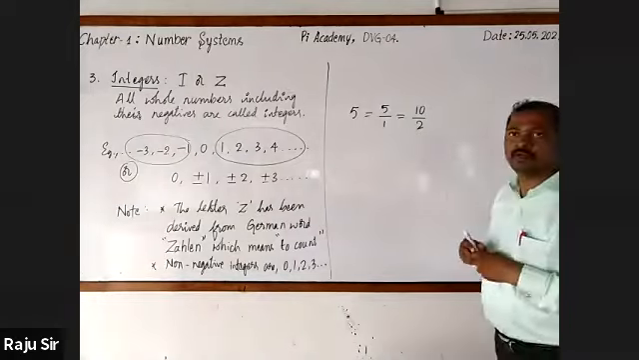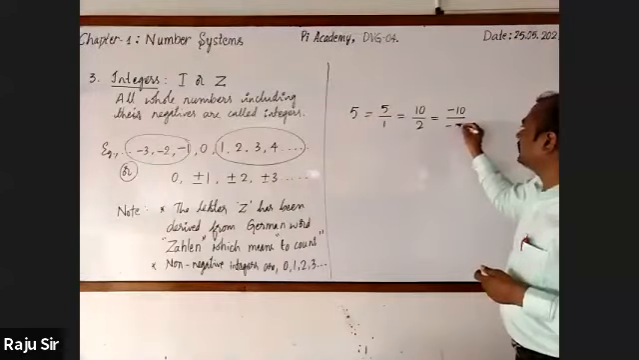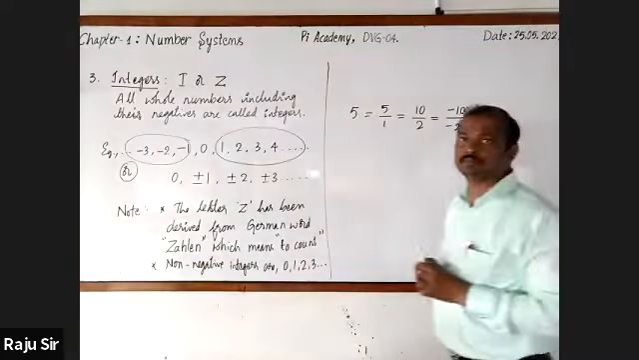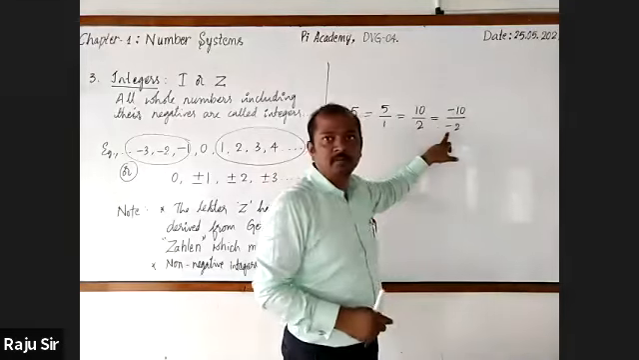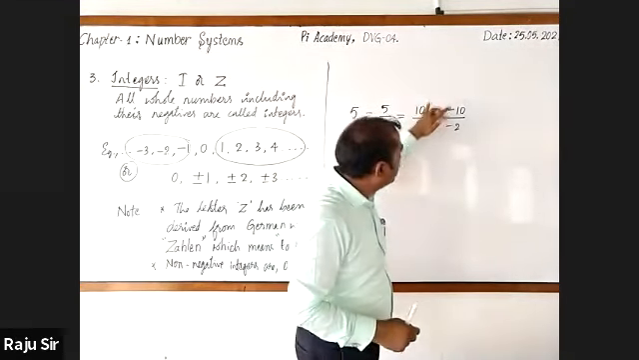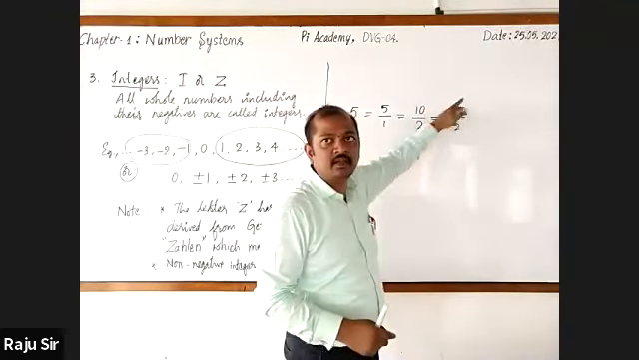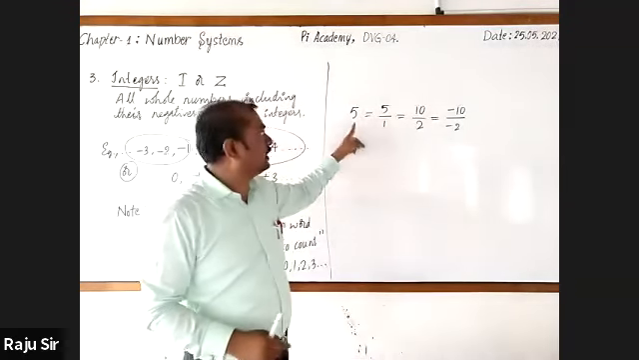If it is so, can it be written as minus 10 by minus 2? Yes, sir. Okay, you are right. 5 is written as minus 10 by minus 2 because here minus and minus get cancelled. On simplification, again you will get 5.